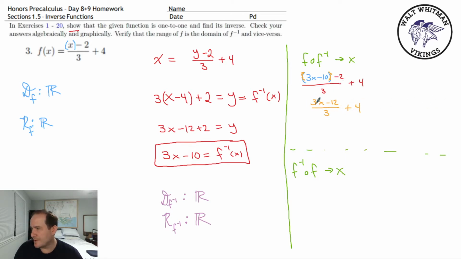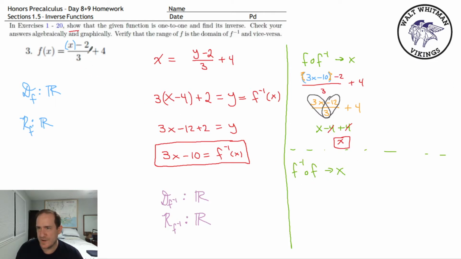And I'm sure we all remember that when we divide this binomial by 3, it's both terms of the binomial getting divided by that 3. So that's going to reduce down to an x minus a 4. And then, of course, there's a plus 4 on the end, which conveniently cancels. And the whole thing boils down to x, like it should. Then we do the same thing, but in the other order.